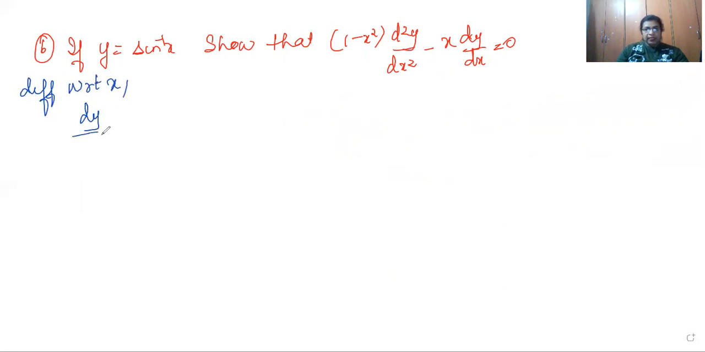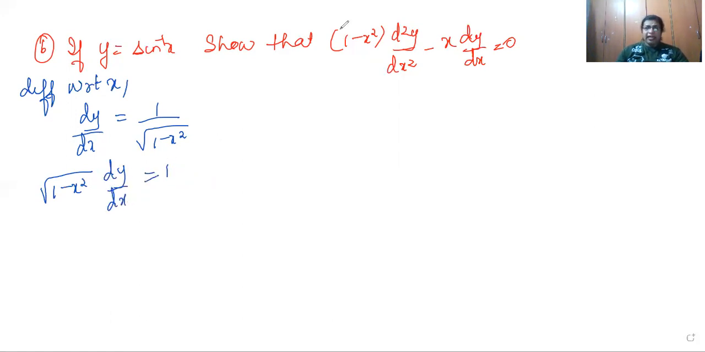I get dy by dx. If dy by dx is there in the question, write the same thing. If y1, y2 is there, you also can write y1, y2. So this is equal to, what is the derivative of sine inverse x? It is 1 by root of 1 minus x square. Whenever I find some term in the denominator, shift it to the left side. So you are getting root of 1 minus x square into dy by dx is equal to 1.